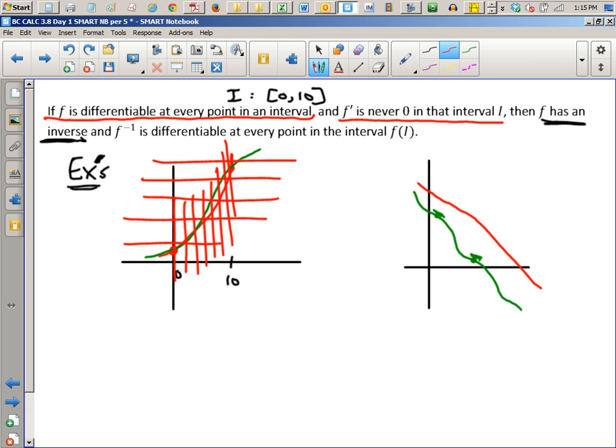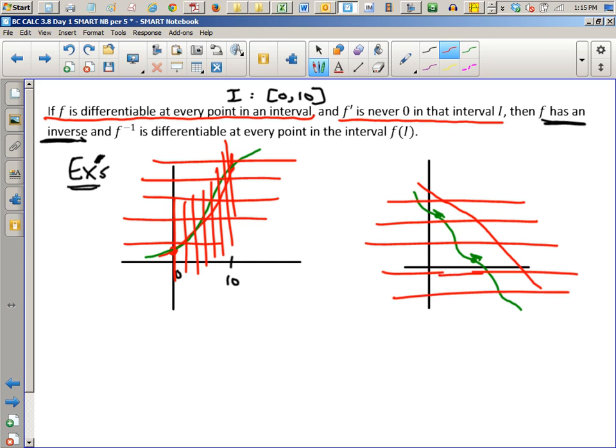It's also true in this picture. You can draw horizontal lines or vertical lines, and they all touch the graphs at most once. Okay? So last year you learned that if a function is one-to-one, then it has an inverse. Okay? All right.